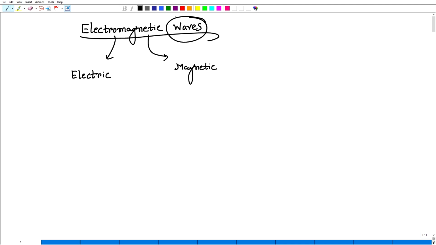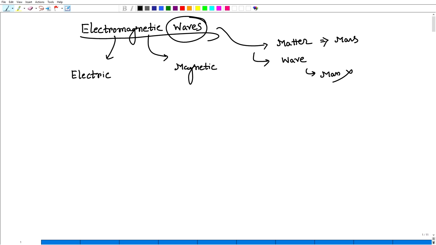Now we know that our whole universe can be divided into two parts. One is matter, another one is radiation or wave. Matter is characterized by its mass, but in the case of a wave, there is no such concept of mass. There is no mass in the case of a wave.